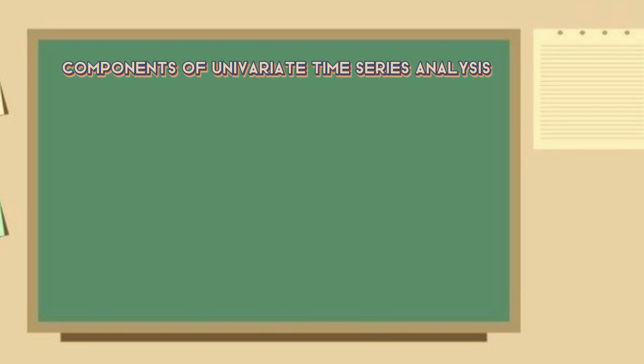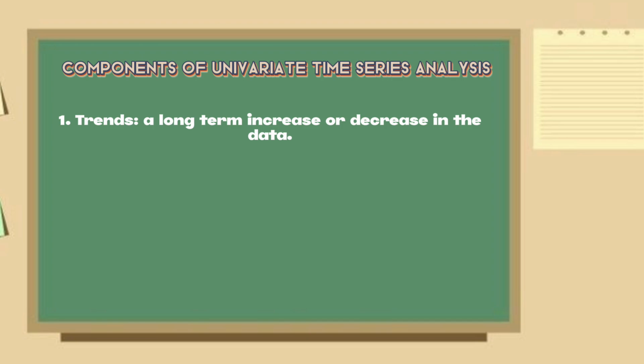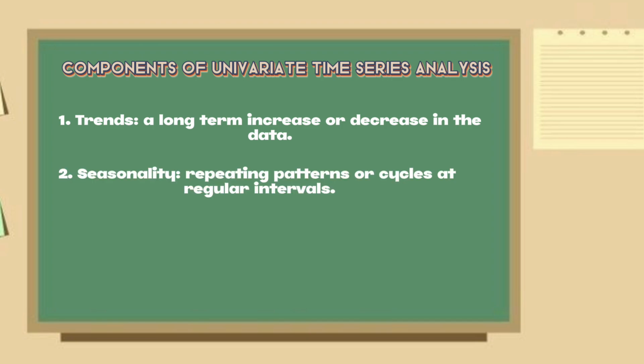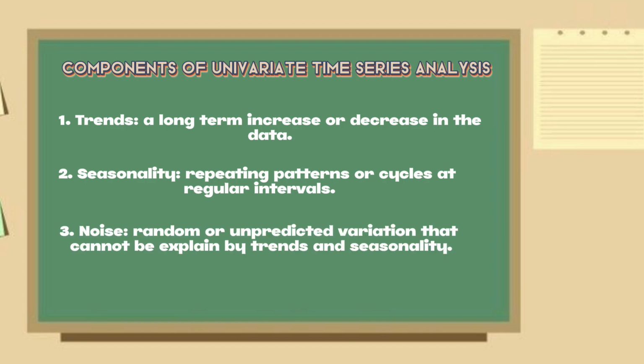Components of time series: trends, seasonality, and noise. Number one, trends: a long-term increase or decrease in the data. Number two, seasonality: repeating patterns or cycles at regular intervals. Number three, noise: random or unpredicted variation that cannot be explained by trends and seasonality.